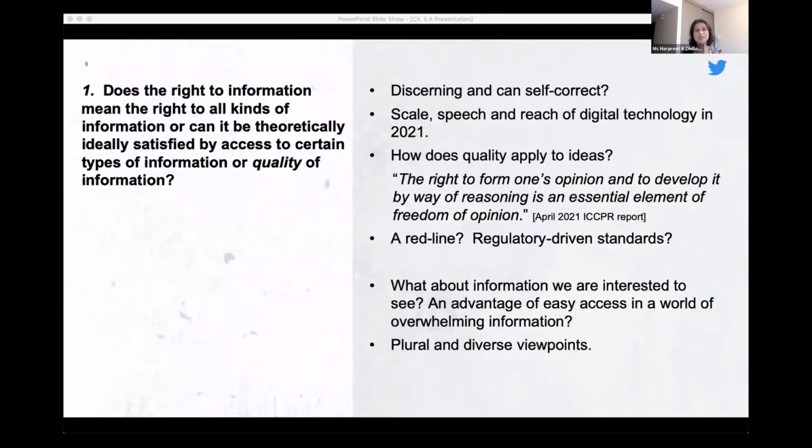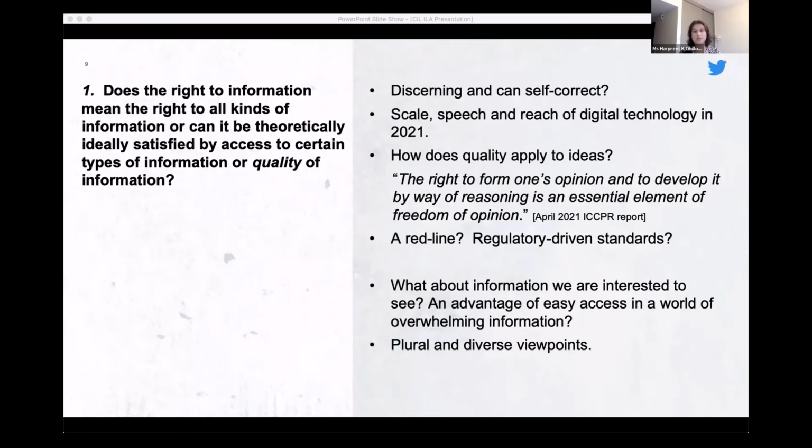First, does the right to information mean the right to all kinds of information, or can it theoretically, ideally be satisfied by access to certain types of information or a certain quality of information? Now, recall the earlier comment about people being able to self-correct. If we apply that thinking, it would suggest all the varying types of information and we discern. But that was admittedly 2000, and in 2021, does that reasoning hold?